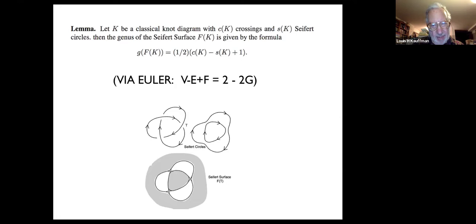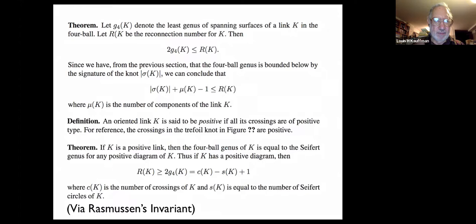So we have the following, that if I have the four ball genus for a link, and I consider the reconnection number for that link, then twice the four ball genus is less than or equal to the reconnection number. And in the case of signature for a link, I can augment what I said before and count the number of components as well. We'll see how that works. And we have then the following theorem, the most general theorem I can make at the moment.